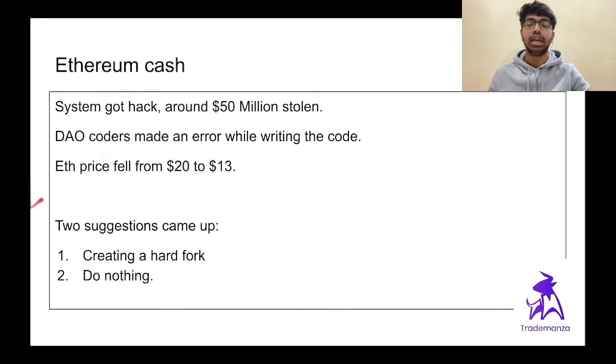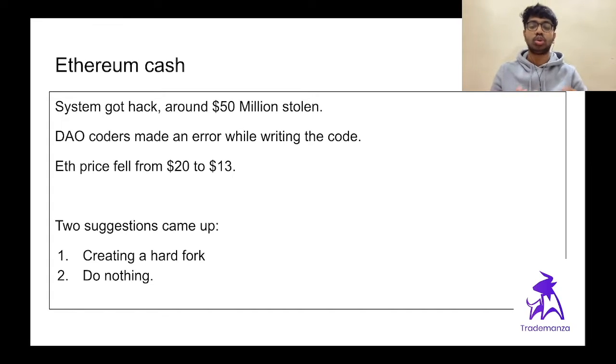So it was a big price, and it led to negative news for Ethereum also. The Ethereum token value dropped from $20 to $13, and because it's a big number, back in 2015, $50 million was a lot of money. Even now it is, but even then it was a lot of money. And two suggestions came up. Obviously the Ethereum community got worried about what they should do, now that $50 million had been stolen.